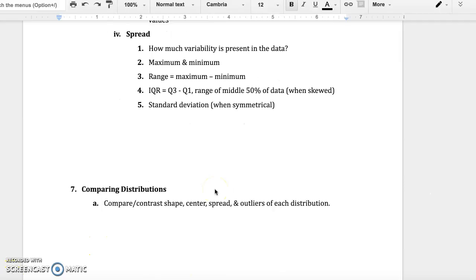If I ask you to compare 2 distributions, then I'm asking you to compare their shapes first. So the shape of distribution 1 is symmetrical, while the shape of distribution 2 is skewed right. Then their centers, then the spread, and then the outliers. Don't do them separately. You want to compare each aspect individually.